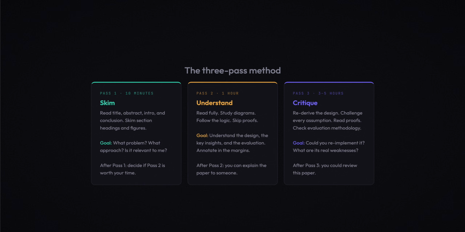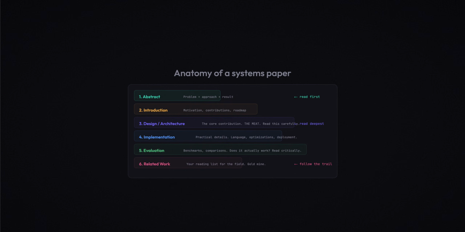Here's the anatomy of a typical systems paper. The abstract gives you the problem, the approach, and the result in one paragraph. Read this first. The introduction explains it: motivation, contributions, roadmap. This is where the authors tell you why you should care. The design or architecture section is the meat. This is the core contribution. When you do pass 2, this is what you study deeply.